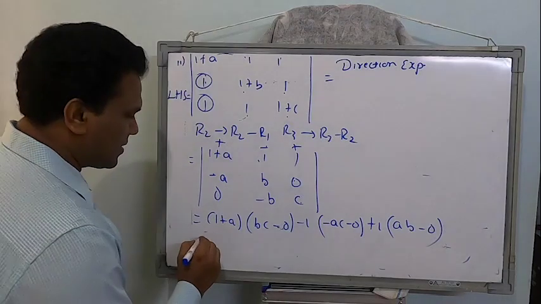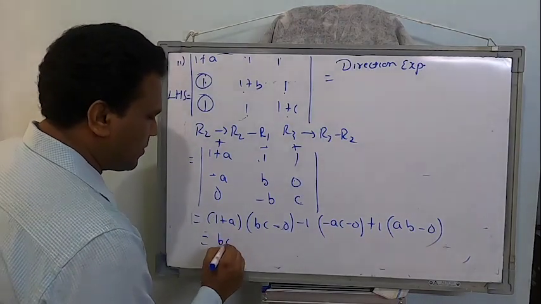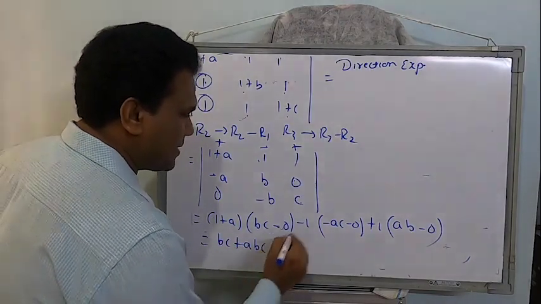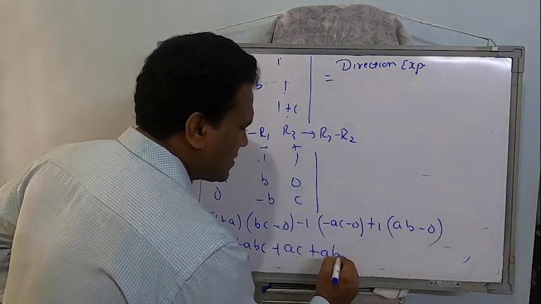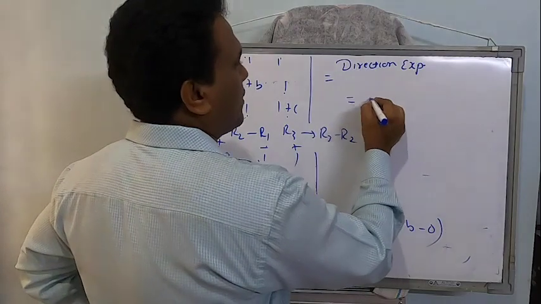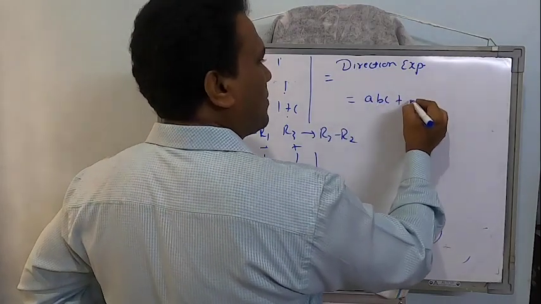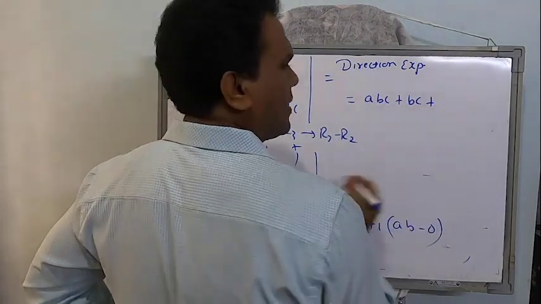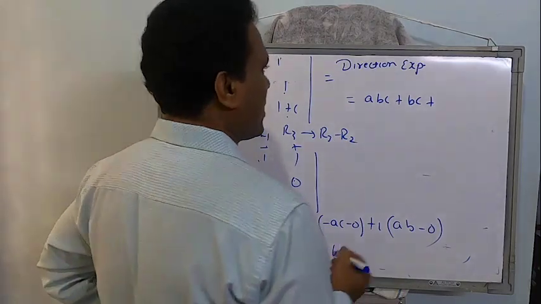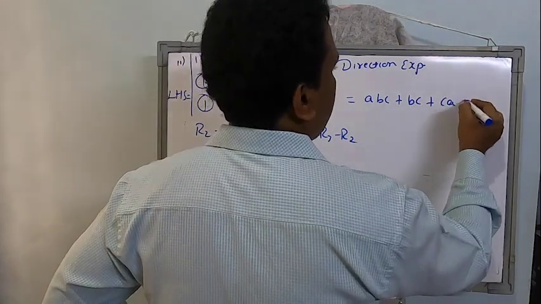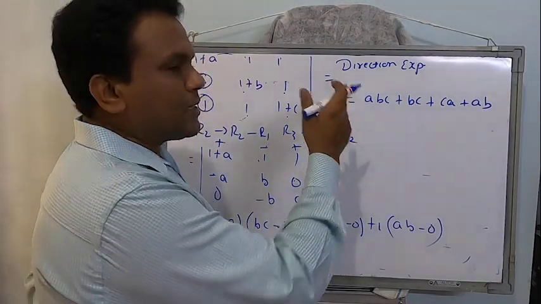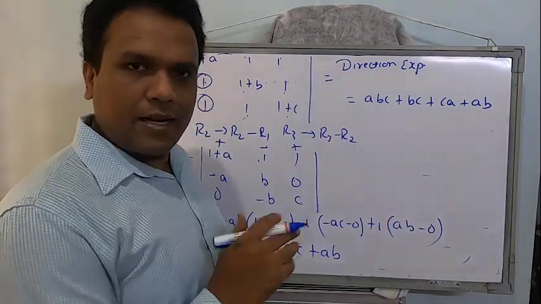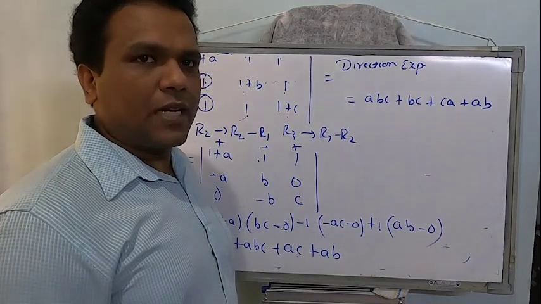So let me simplify it further. This is going to be BC plus ABC, and this will be plus AC. The last element is plus AB. So in an order, if I place ABC plus BC, it doesn't matter here. BC, CA, AB. This is what is left for me. This is one of the answers of the right side. I got this. There is one more answer which is required for us.